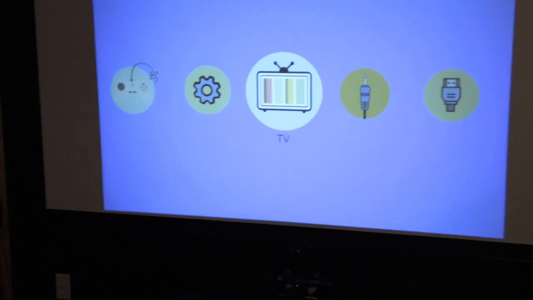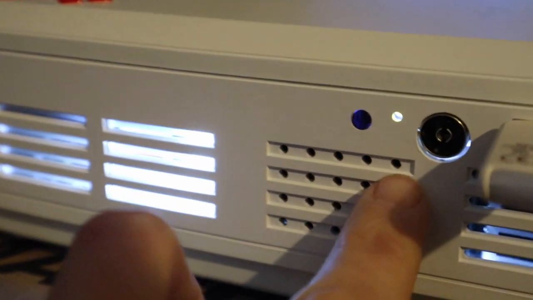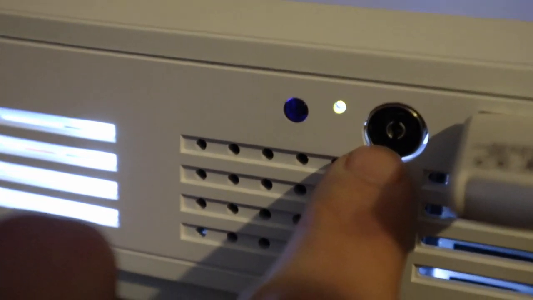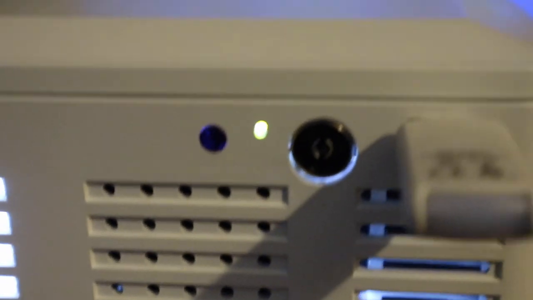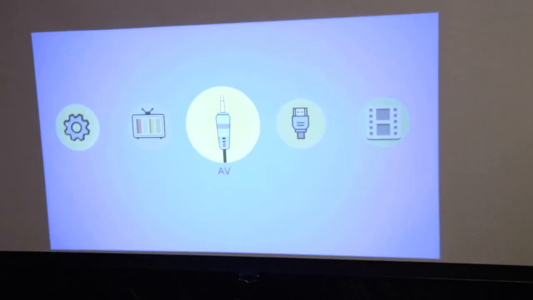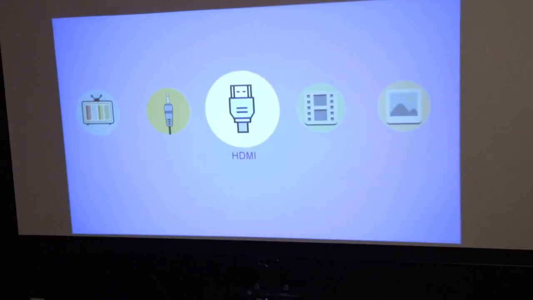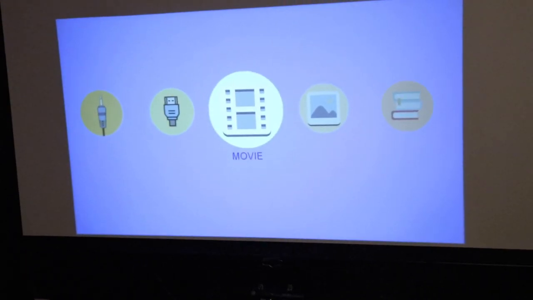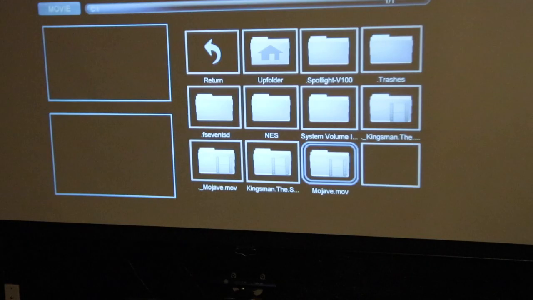It does have a TV tuner input in it, although I cannot get any of my coax cables to fit into this. So this is a non-standard North American style coax, so I cannot test that. So I can't test TV tuner ability, but it does have one built in, as well as you can have analog AV input or HDMI input. So let's show you quickly what movie playback is like.